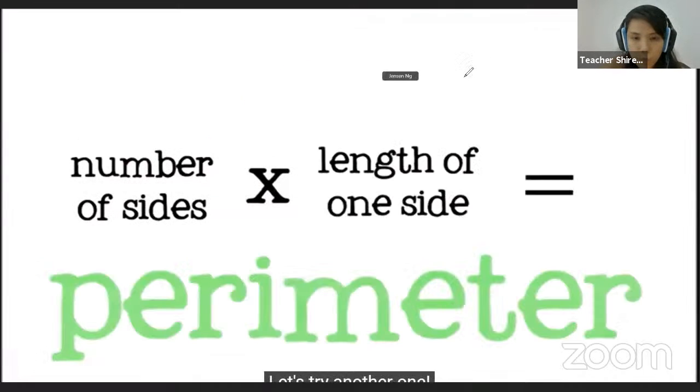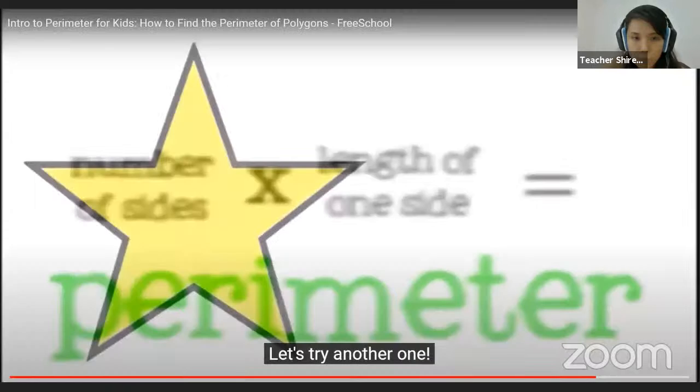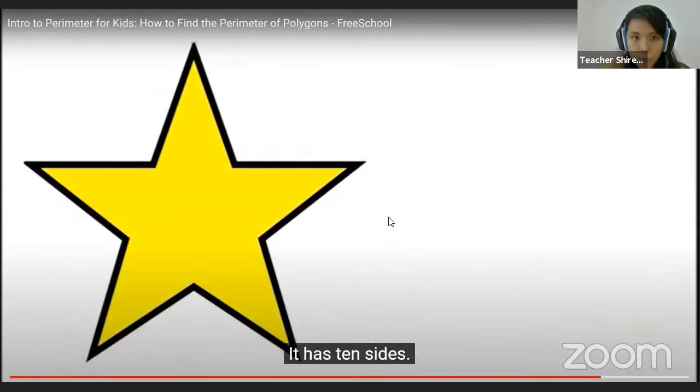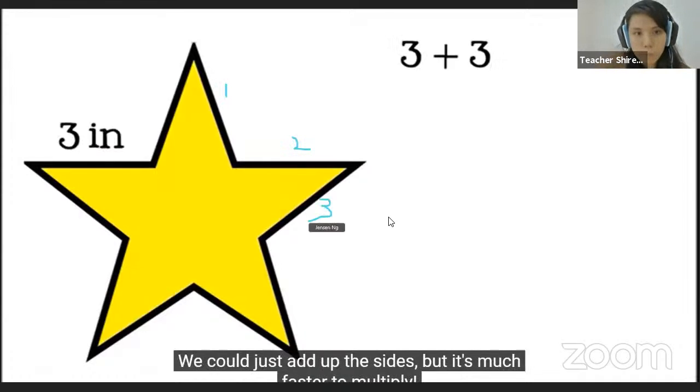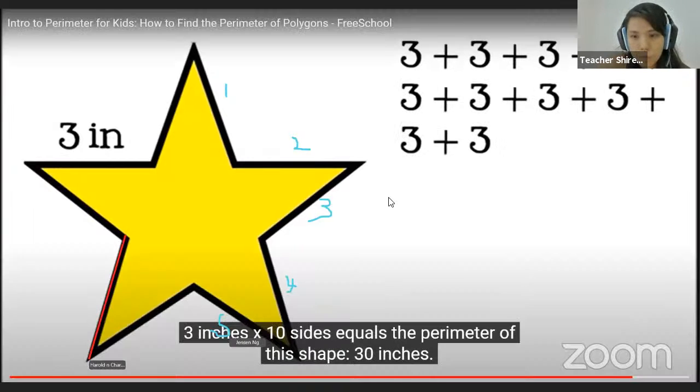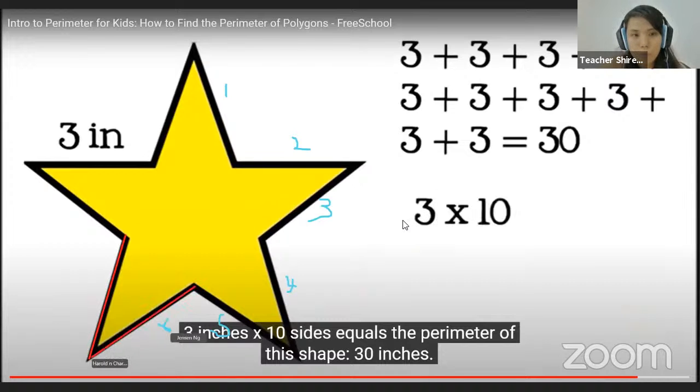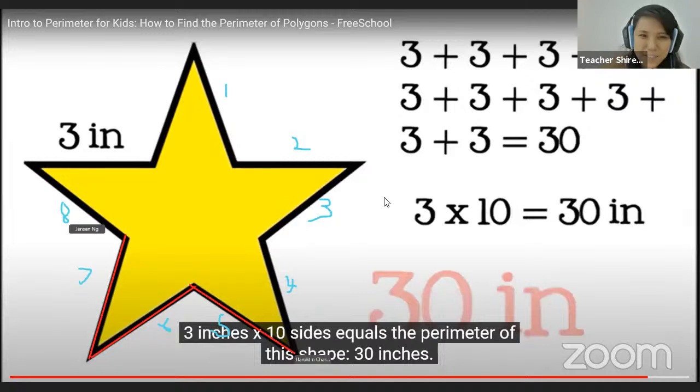Let's try another one. This is a star. It has 10 sides. Each side is 3 inches long. We could just add up the sides, but it's much faster to multiply. 3 inches times 10 sides equals the perimeter of this shape, 30 inches.